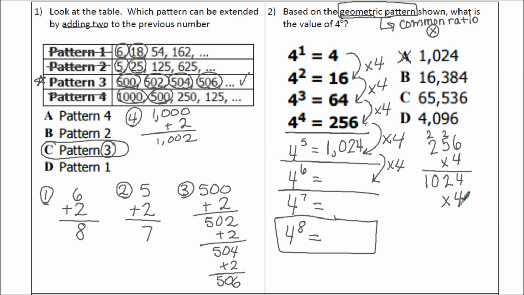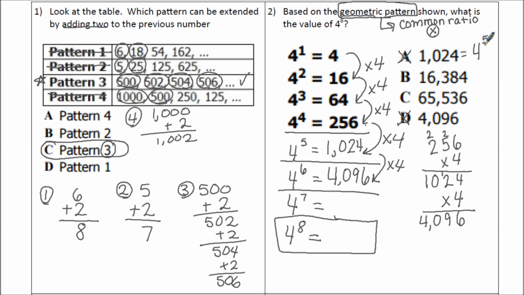If we multiply 1024, or 4 to the 5th, by another 4, we'd end up getting what 4 to the 6th power is equal to. So 4 times 4 is 16, 4 times 2 is 8, plus 1 is 9, 4 times 0 is 0, and 4 times 1 is 4. So 4 to the 6th power is 4096, which is answer choice D.